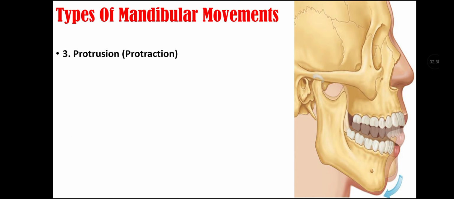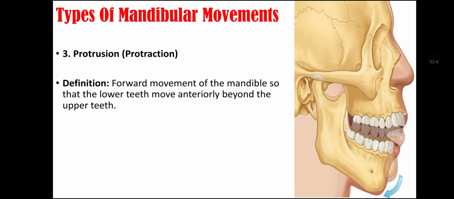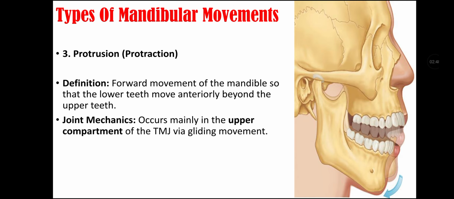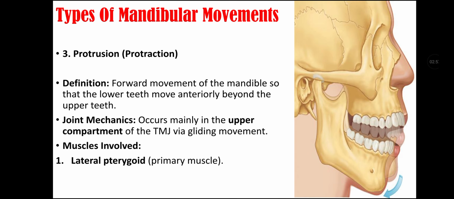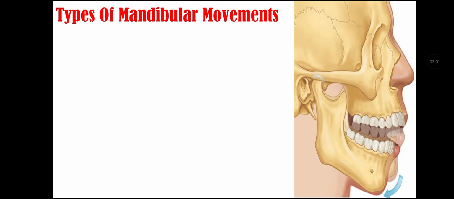Third type of mandibular movement is protrusion or protraction. It is forward movement of the mandible so that the lower teeth move anteriorly beyond the upper teeth. Joint mechanics is that it occurs mainly in the upper compartment of temporomandibular joint through gliding movement. Muscles involved in protrusion movement include lateral pterygoid muscle, that is primary muscle for protrusion. Second muscle is medial pterygoid muscle that assists lateral pterygoid muscle in protrusion.